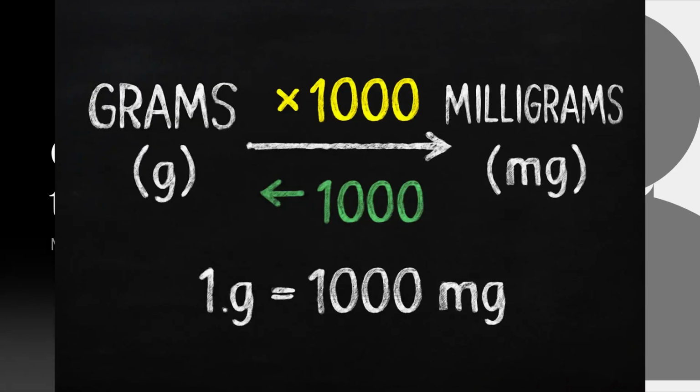When we need to convert from grams to milligrams, we multiply by 1,000. Conversely, when converting from milligrams back to grams, we divide by 1,000. This relationship is constant and forms the basis for many pharmaceutical calculations.